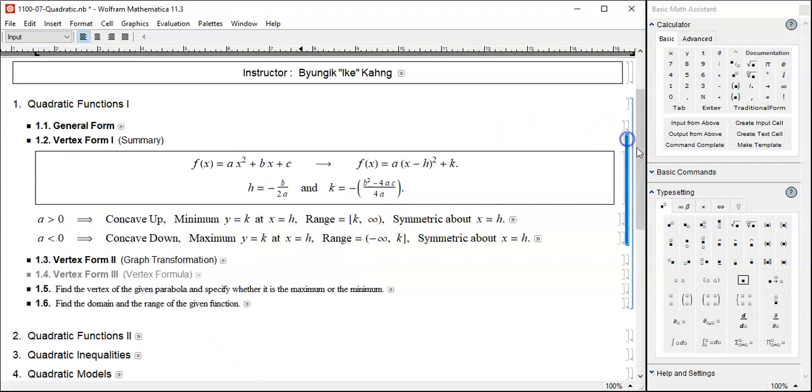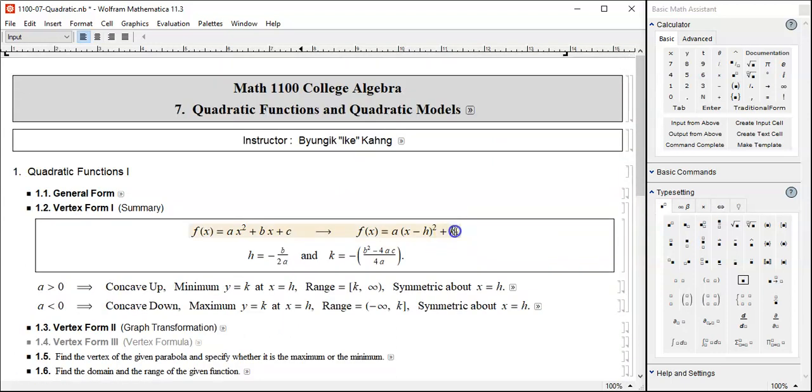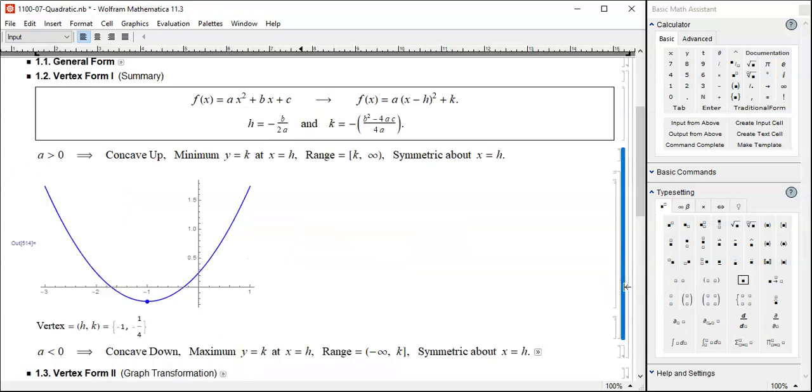One such tool is the vertex form, which I'm going to emphasize here in section 1. f of x is equal to a times (x minus h) quantity squared plus k. In this form, you can explicitly find the vertex of the parabola as h comma k. Why h comma k? I'll explain that in a moment. Let's look at examples first.